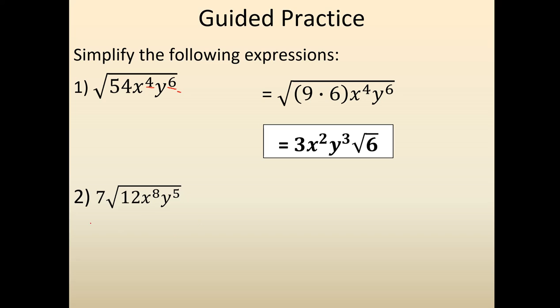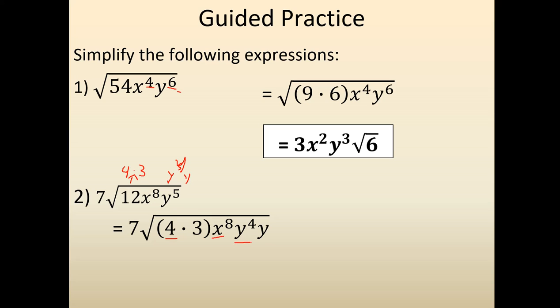Now this one's a little bit different because we actually have something outside the radical. So we have to kind of keep that in mind. But we're going to do the same thing. The 12 is going to be rewritten as a product of two numbers. In this case, it's going to be 4 and 3, because those are the factors, 4 being the perfect square. y to the fifth is going to be rewritten as y to the fourth times y. So we end up having this. So my perfect squares are 4, x to the eighth, and y to the fourth.